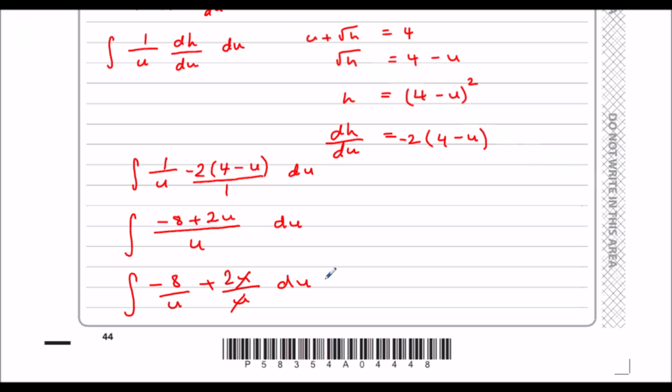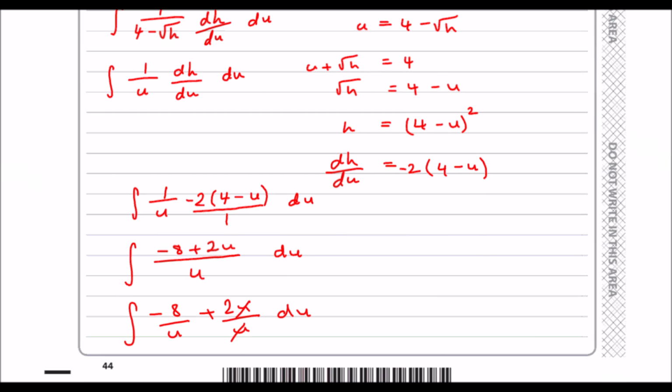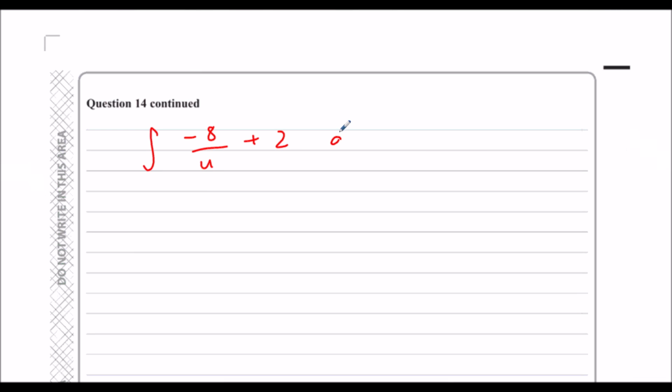And now we can integrate. So we're integrating -8 over u plus 2 with respect to u. So -8 over u, integrating a 1 over goes to a ln. So it's -8 ln u, and 2 integrated becomes 2u, and then we plus c.